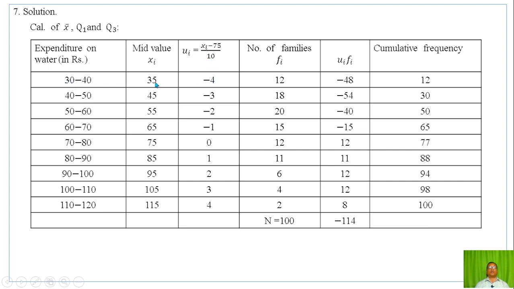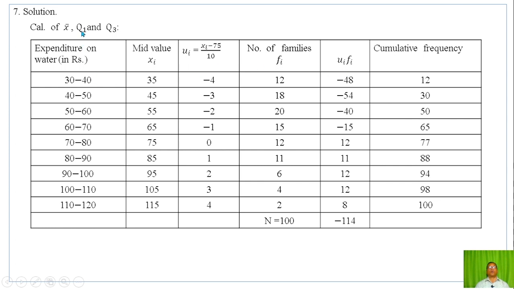Then u1 is x1 minus 75 over 10, so 35 minus 75 is minus 40, divided by 10 is minus 4. So 45 minus 75 is minus 30, and minus 30 divided by 10 is minus 3. Then the number of families fi, and fi times ui.